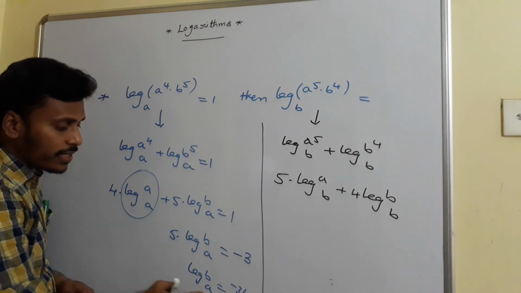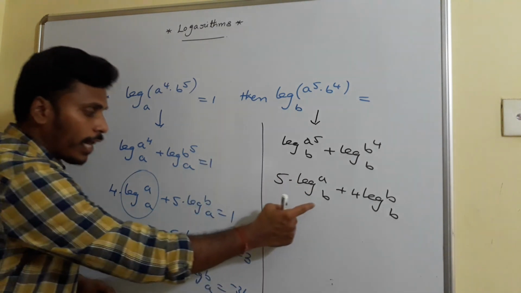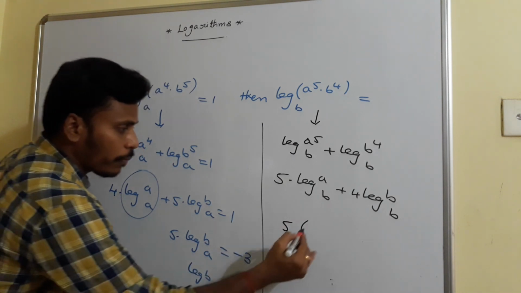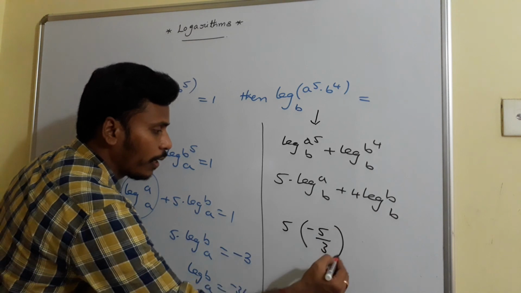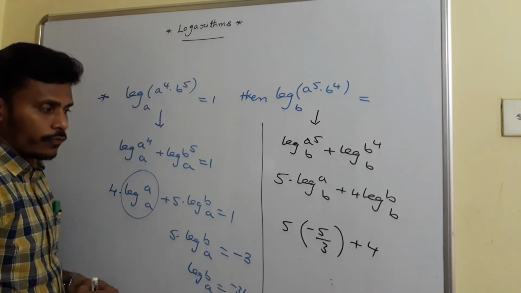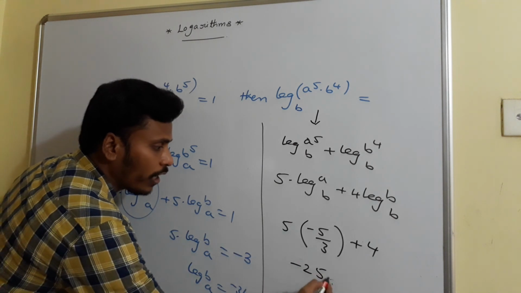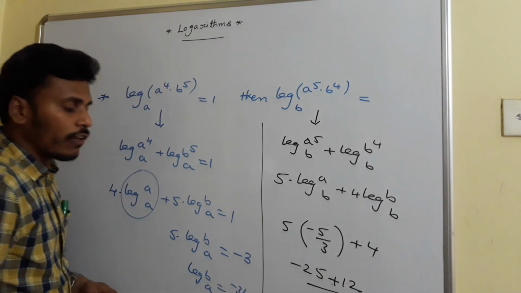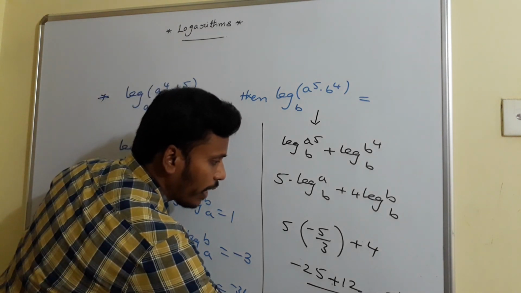But log B base A is minus 3 by 5, then log A base B is its reciprocal. So 5 into its reciprocal is minus 5 by 3, plus 4. So 5 into minus 5 by 3 plus 4 is minus 25 plus 12 divided by 3. Minus 25 plus 12 is nothing but what? Minus 13 by 3.